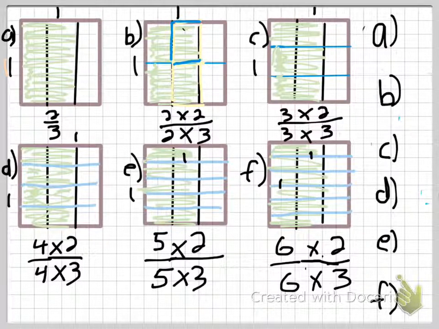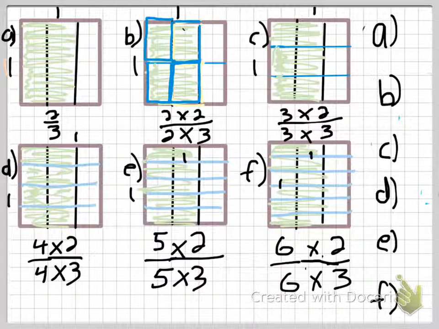But because one horizontal line has been drawn through the middle, each third is now divided into 2 separate regions. Therefore, it is also 2 times 2 over 2 times 3. So we have shown that 2 over 3 equals 2 times 2 over 2 times 3.